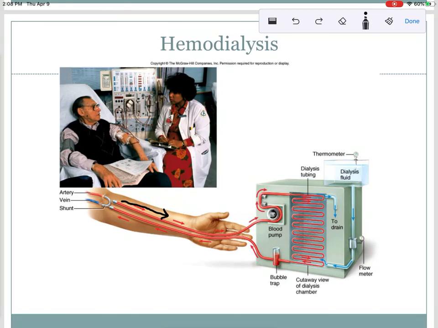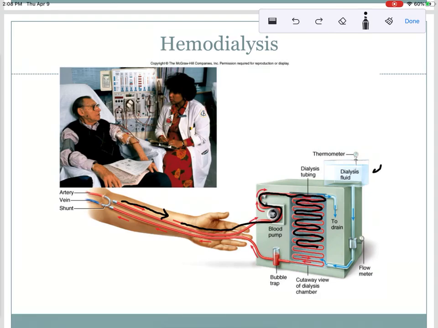So an IV is put into that person, and we route that person's blood into a unit. And what do you notice about this unit? It has tubing that allows for a lot of surface area. And what this dialysis unit does is it does the job of the kidneys externally, right?